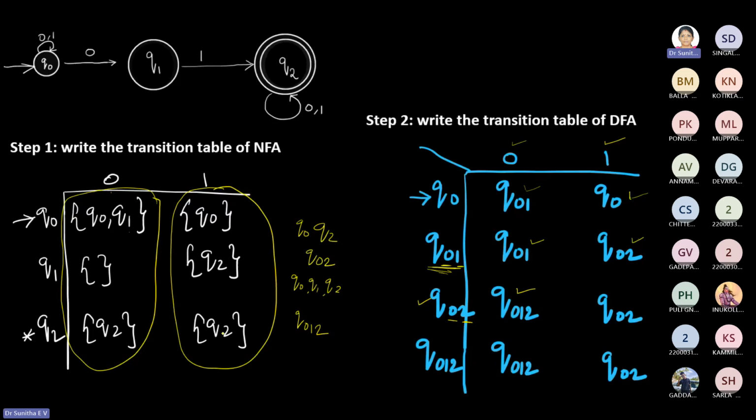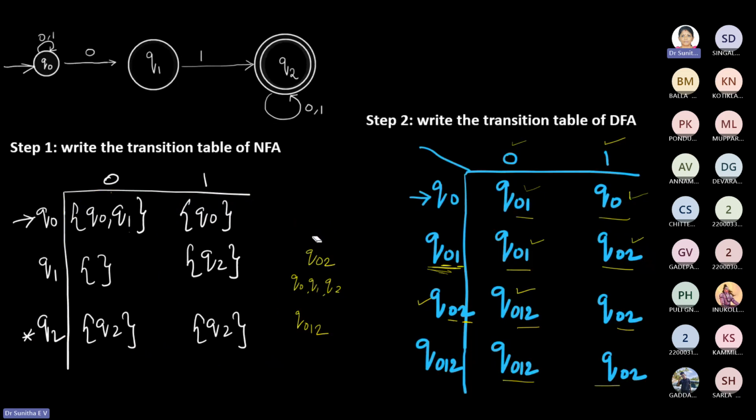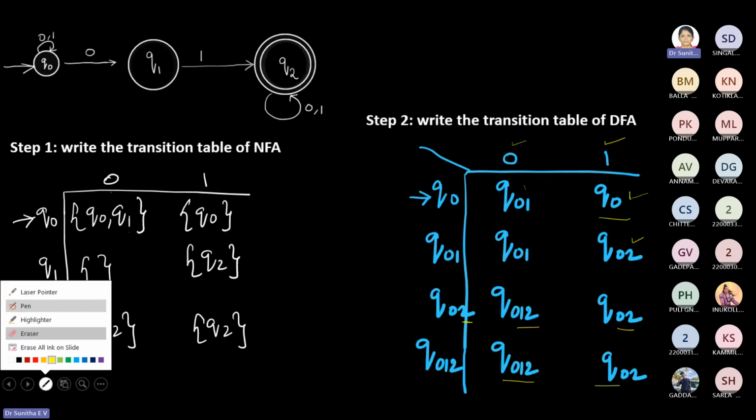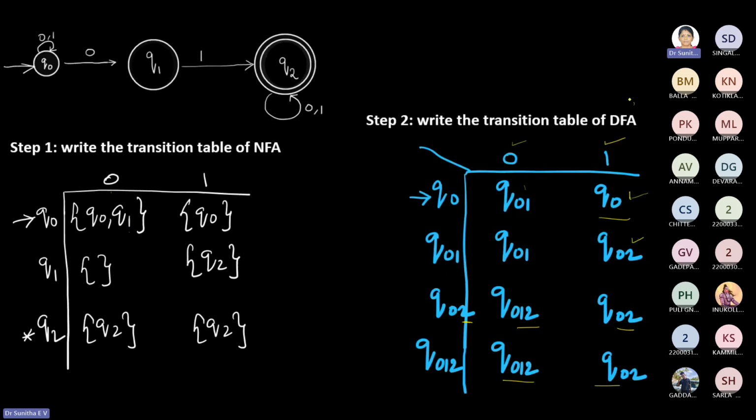Now you check whether all the states are defined or not. Q01 is defined, Q0 is defined, Q02 is defined, Q012 is defined. So all the transitions for new states and existing states are defined. The states Q1 and Q2 we are not defining here, because in our DFA the states Q1 and Q2 alone do not come. Instead, the combinations of Q1, Q2 and Q0 are coming in the DFA. So we got the transition table for our DFA.